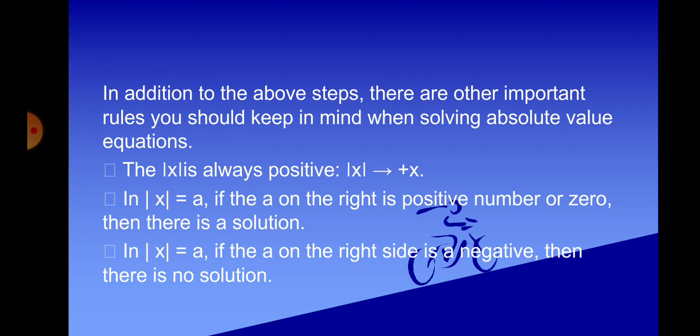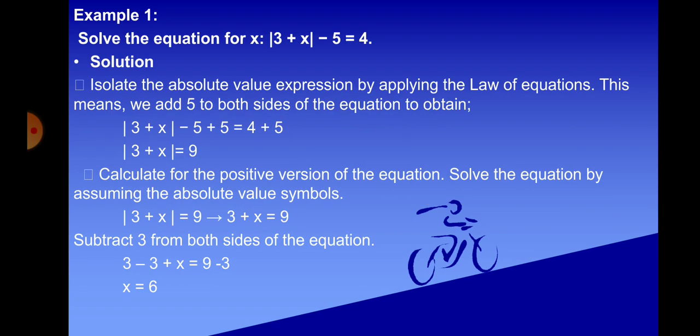In absolute value of x equals a, if the right side is negative, then there is no solution. So example number 1, solve the equation for x: absolute value of 3 plus x, minus 5, equals 4. Solution. So here is how to solve.